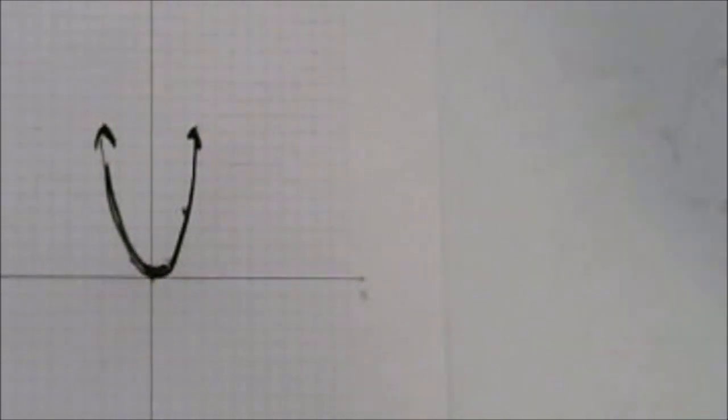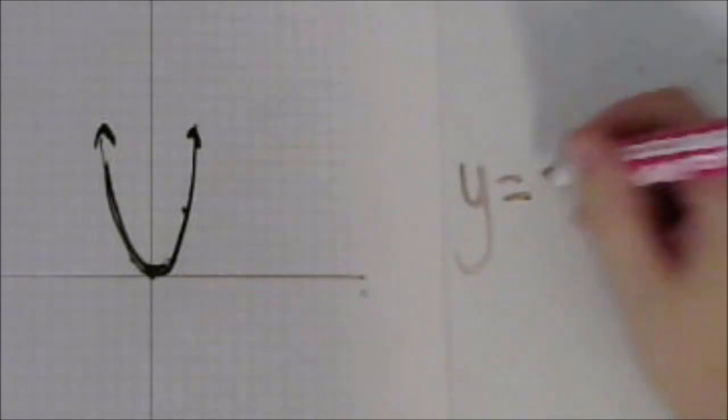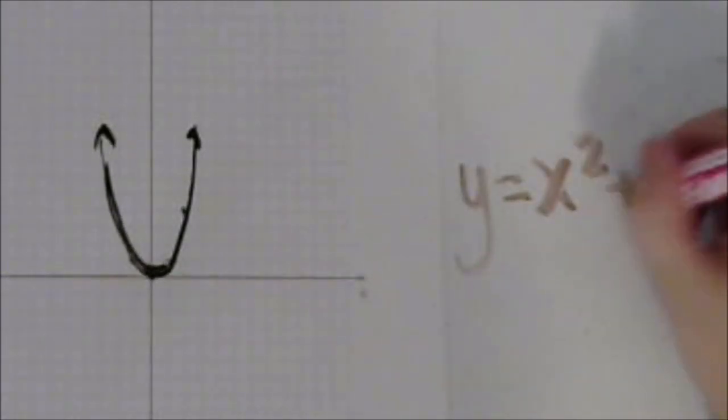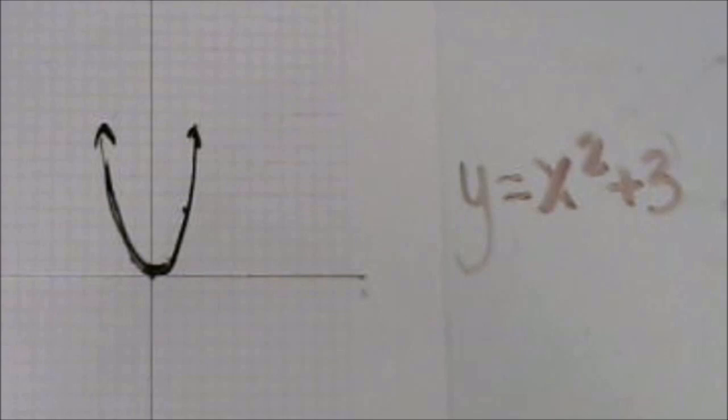The first of the translations that we're going to do is y equals x squared plus 3. And so when you have a function like this, you can type it into your graphing calculator and get an idea of how the shift is going to move, or you can do an analysis of the equation.